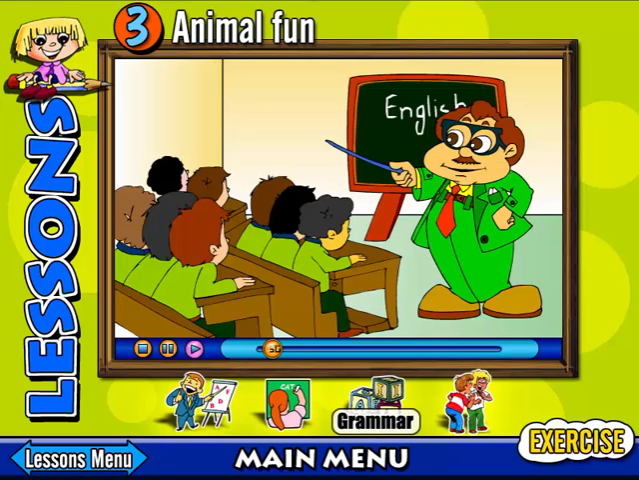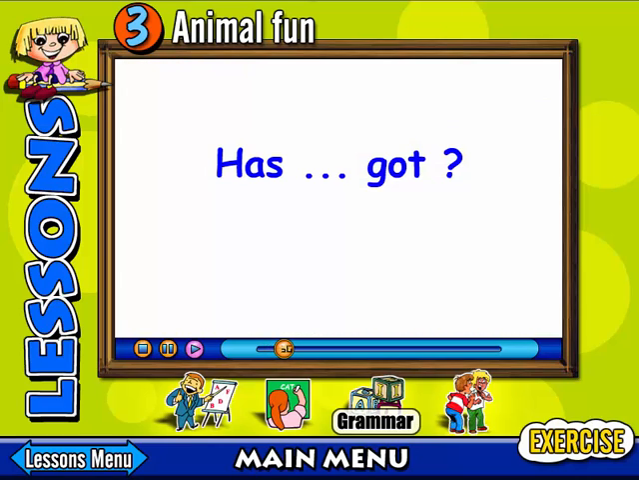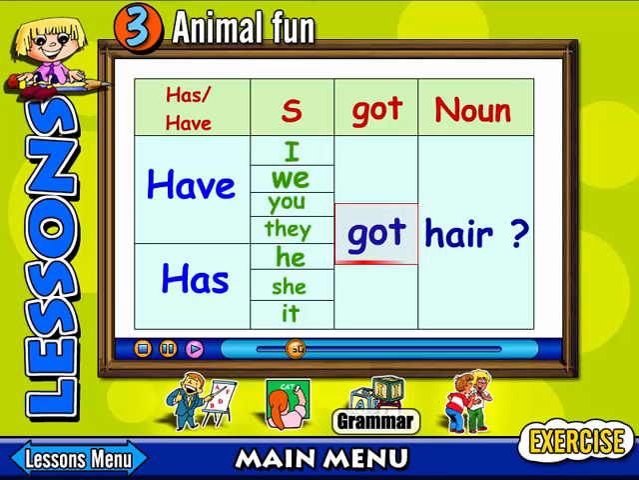When we express having, we use has got, have got: have I got hair, have we got hair, have you got hair, have they got hair, has he got hair, has she got hair, has it got hair.